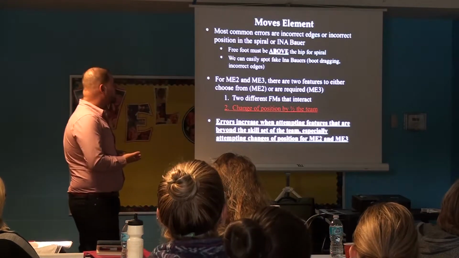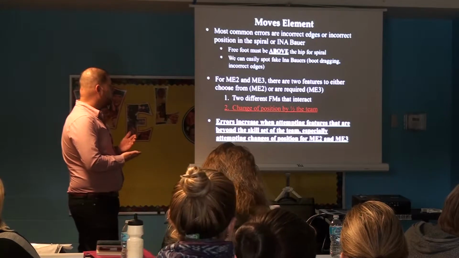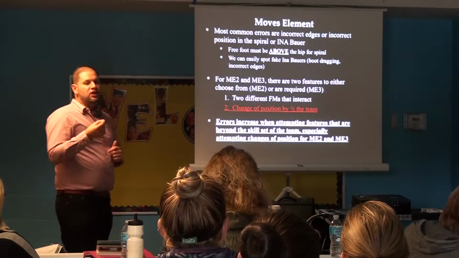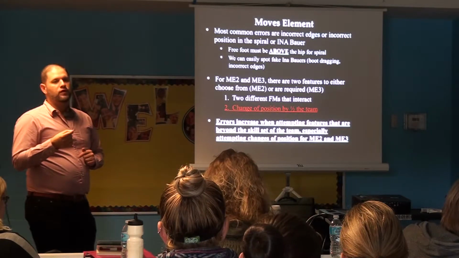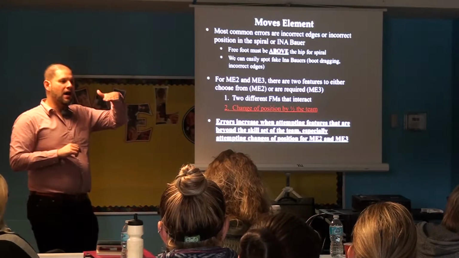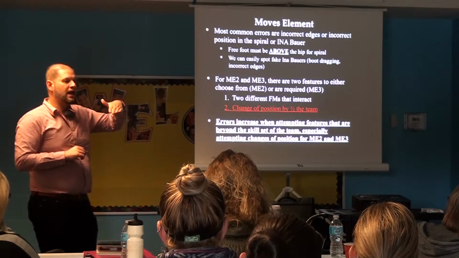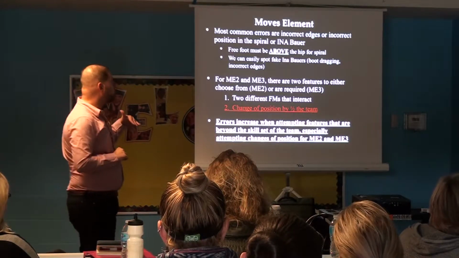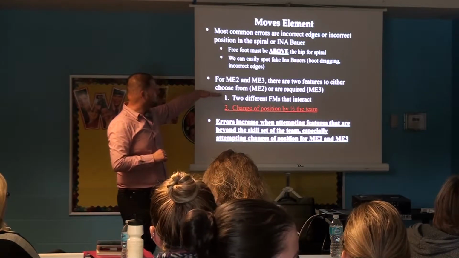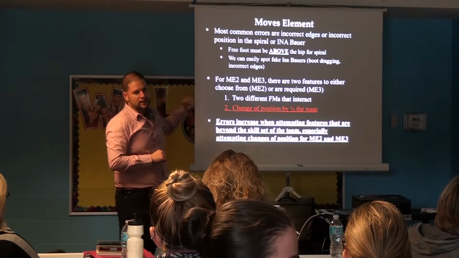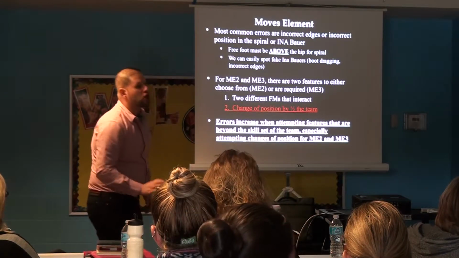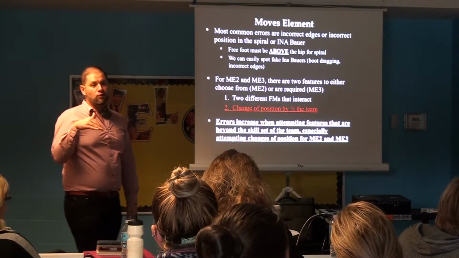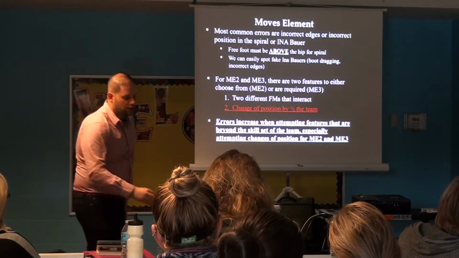Errors increase when you attempt features that are beyond the skill set of the team. The change of position in the spiral is not an easy skill to perfect. So if you don't have skaters that can keep the leg above the hip level while executing that, I don't suggest you do it. Go for the ME2, where you do two different free skate moves that interact with each other, rather than attempt the change of position, because it could cause you to lose the free skate movement call because the foot will drop below.